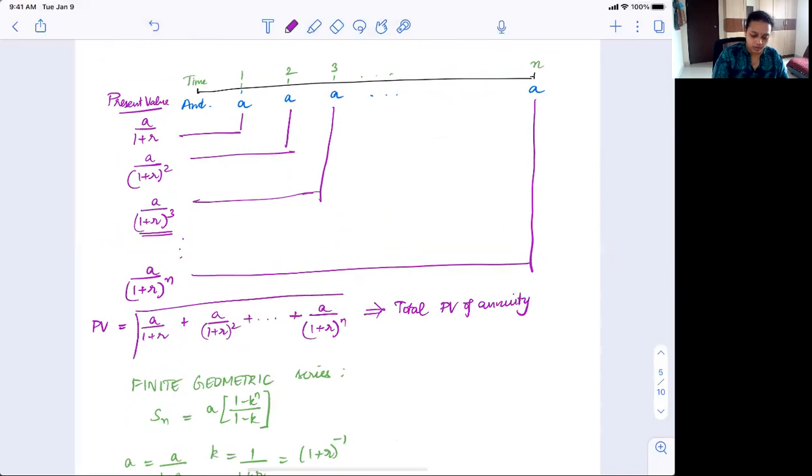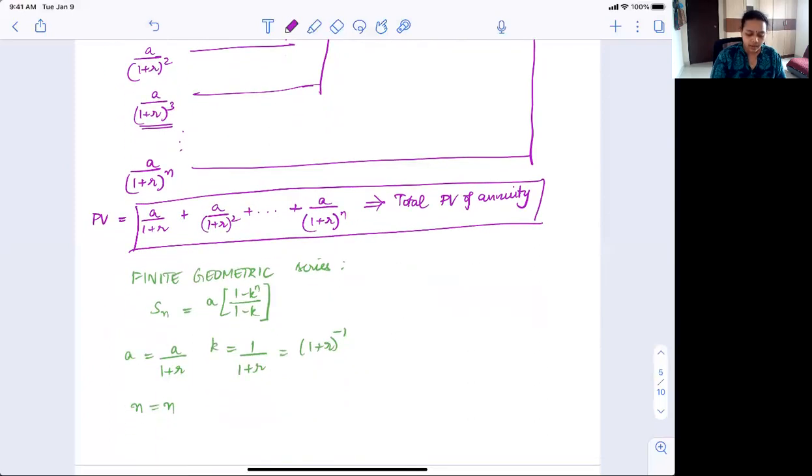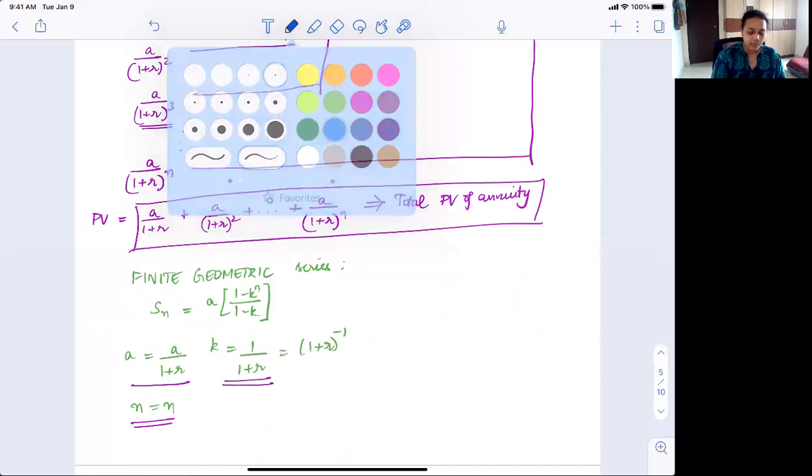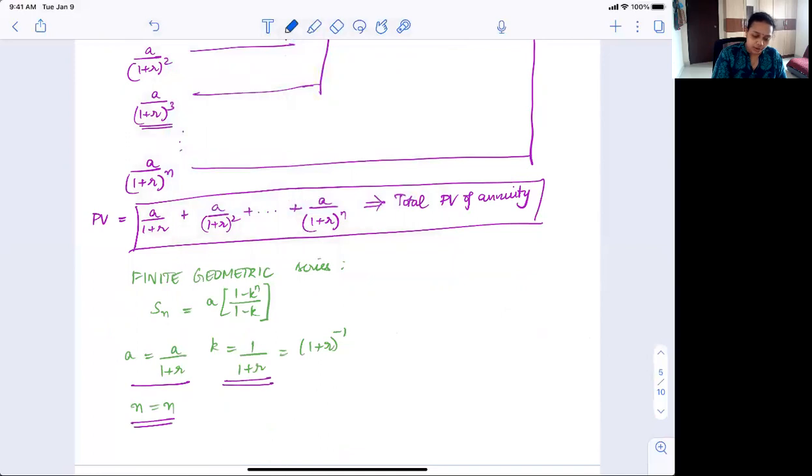And we know that this is a geometric series. It is a finite one with a given by A by (1 plus r) and k given by 1 by (1 plus r). And the total number of time periods is n. So if I want to calculate the sum of this series, I am going to do Sn, or the PV, total present value, is A by (1 plus r) into 1 minus 1 by (1 plus r) to the power n, divided by 1 minus 1 by (1 plus r).